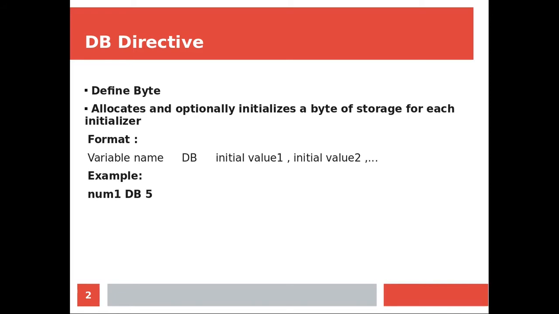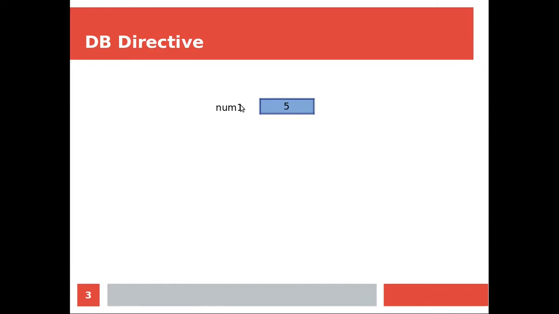Format is variable name, DB, initial value 1, initial value 2, initial value 3, etc. Example, num1 db 5. This will create a variable num1 with 1 byte of storage and initial value 5. That is num1 with 1 byte of storage, initial value 5.